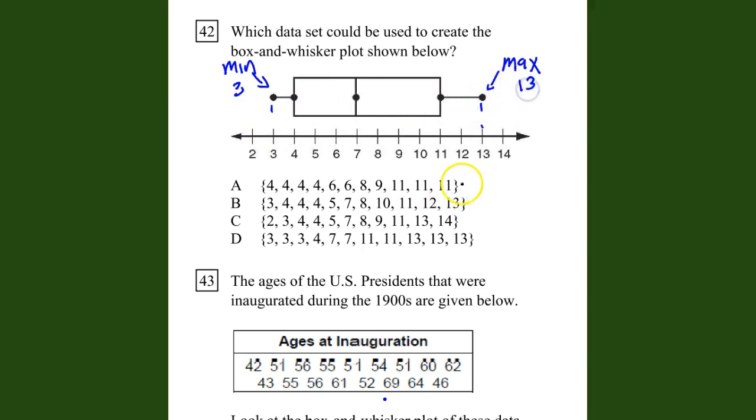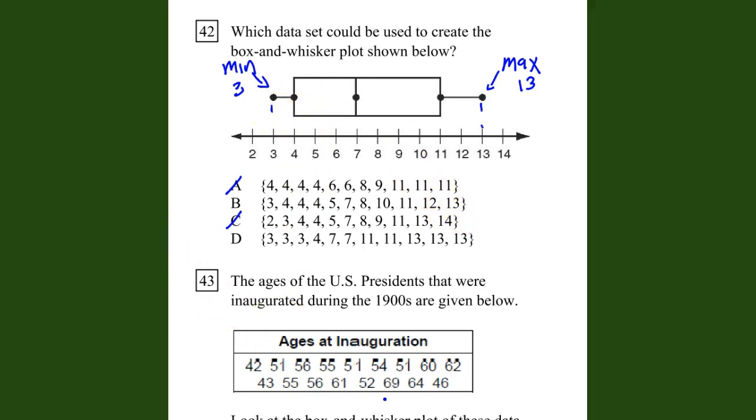So if we're trying to find the data set that matches, we can already cross off a few, right? Just on the min alone, this min is 4, so it can't be A. This min is 3. This min is 2, so it can't be C. Right? This min is 3, that's okay. But then look at the max, we have 13. So that's not okay, we already crossed it off. 13, this is okay. This is okay. And this is okay. So both B and D have a min and max of 3 and 13.